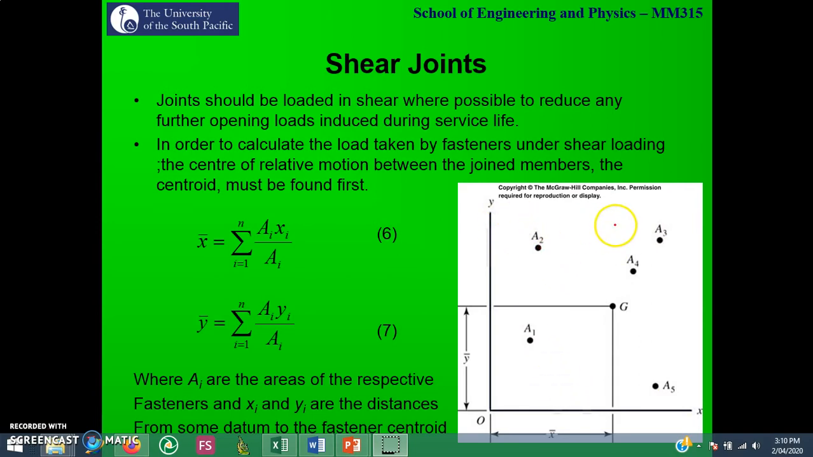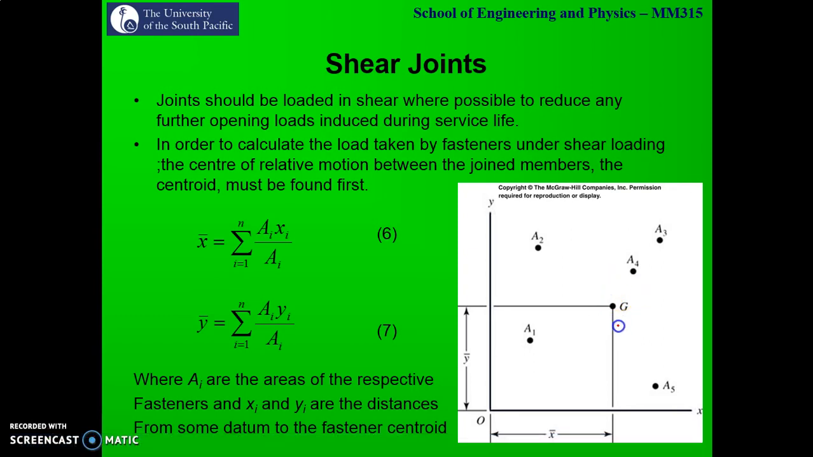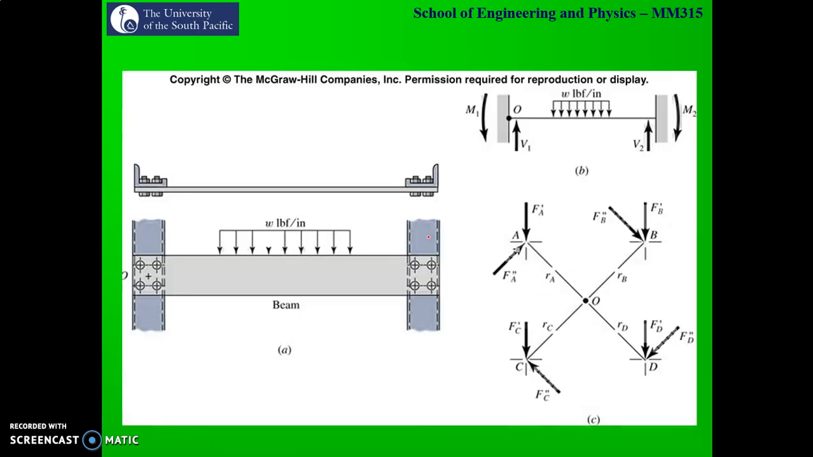So whichever bolt pattern is given, the first thing that we need to do is find the centroid. Once we have obtained the centroid, then with respect to the centroid, we can calculate our moment, we can calculate the forces such as your primary shear and secondary shear acting on these individual bolts, and finally we can calculate the resultant load. This is a very good example.